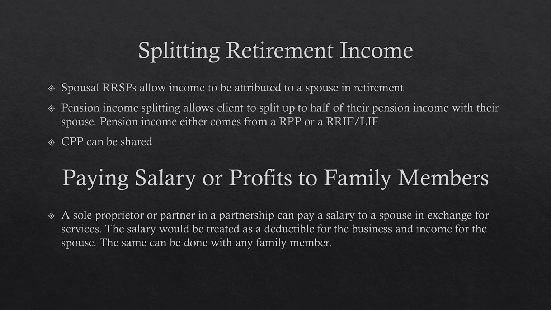Another concept is paying salary or profits to family members, especially if you're a sole proprietor. So they can pay a salary to a spouse in exchange for services, but the salary would be treated as a deductible for the business, so that's good, and income for the spouse. But it sort of does need to be in exchange for services. And the same can be done with any family member.